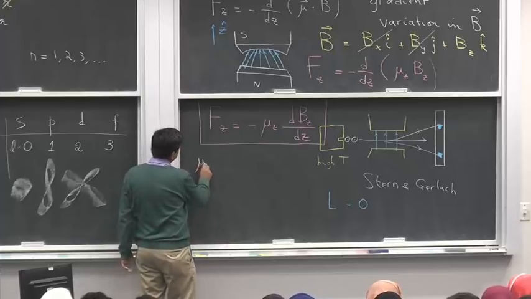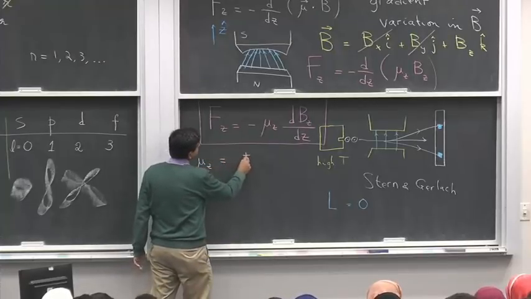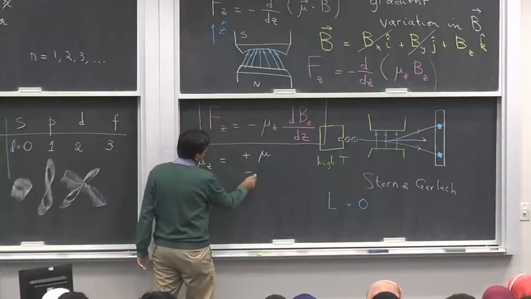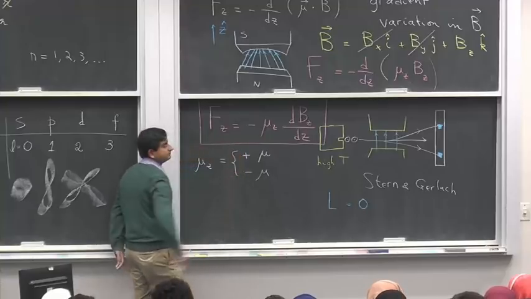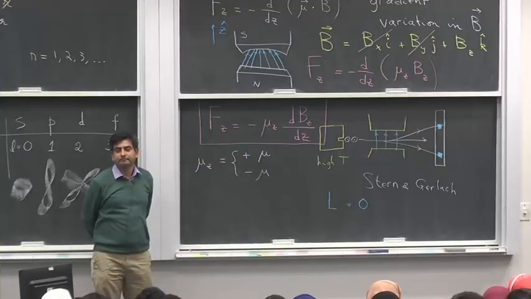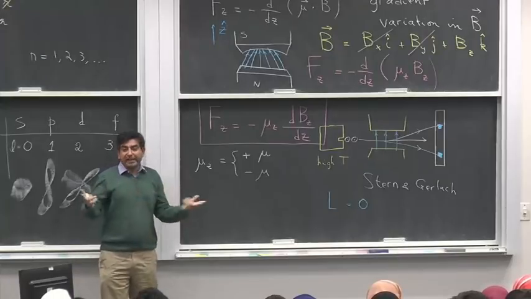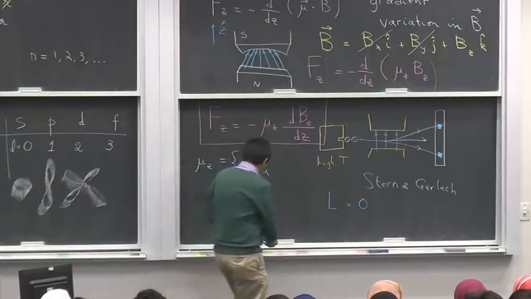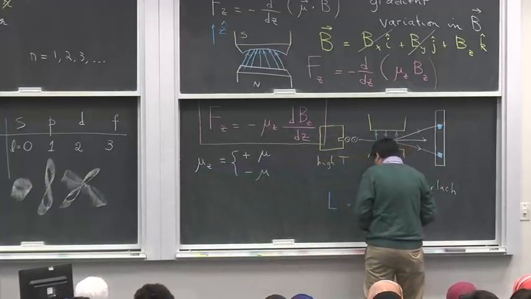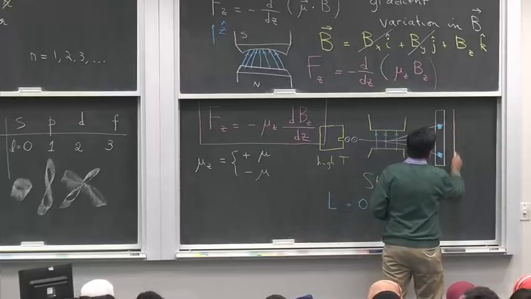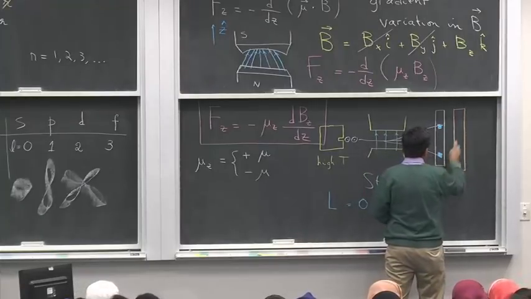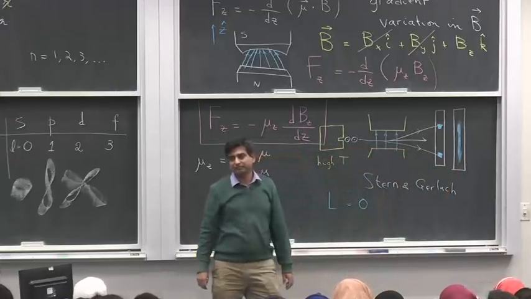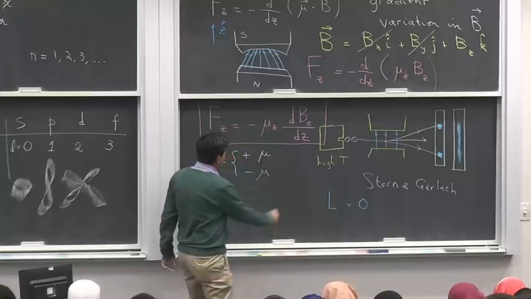Two values. Mu z can be, say, plus mu or minus mu. All right? And it can only take up two values. Just two values. You do not see something like this. You do not see a smear of electrons. So mu becomes quantized.